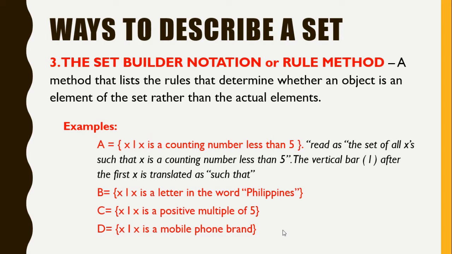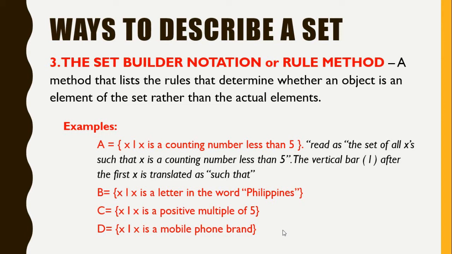So, the vertical bar after the first x is translated as "such that." Parati natin naririnig yung "such that" sa ating set builder notation or sa rule method natin. Example B, set B is the set of all x such that x is a letter in the word Philippines. Set C is the set of all x's such that x is a positive multiple of 5. And set D is the set of all x's such that x is a mobile phone brand.